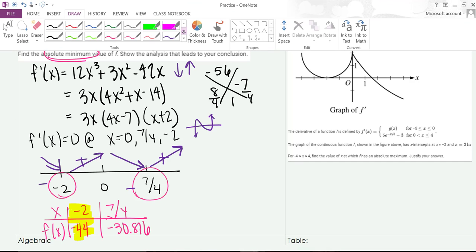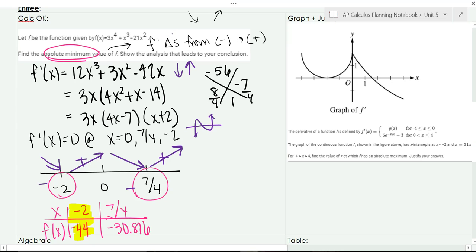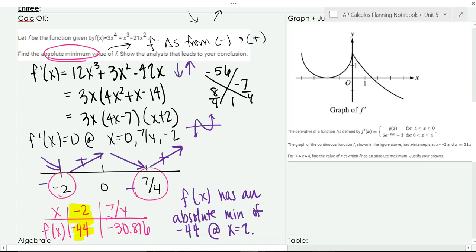So I'm going to come over here to the side and give my summary statement. I'm going to say f of x has an absolute min of negative 44 at x equals negative 2.